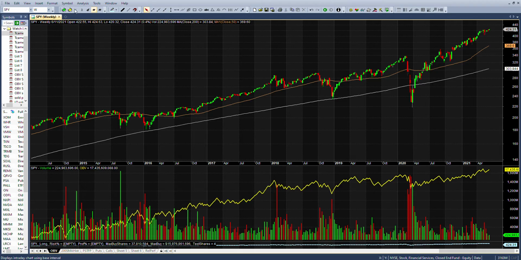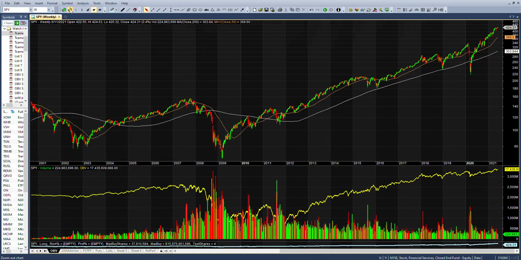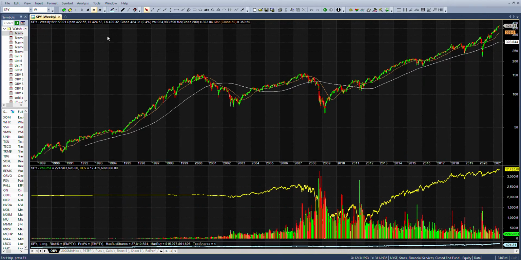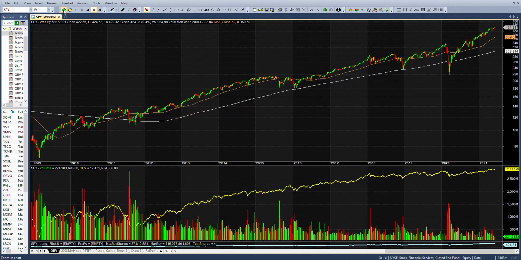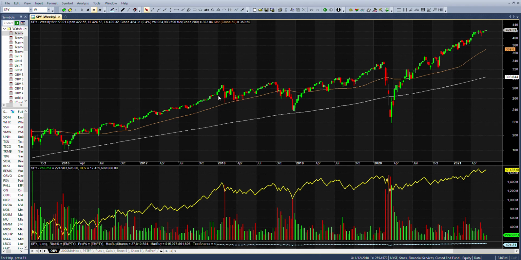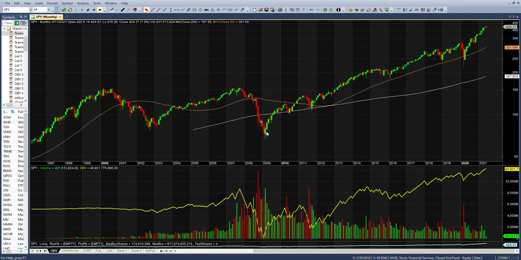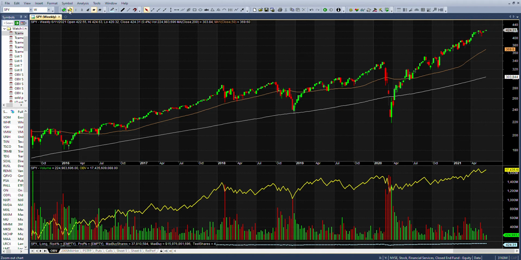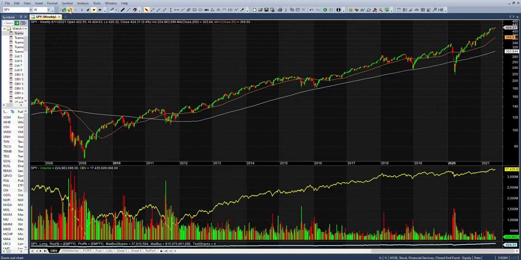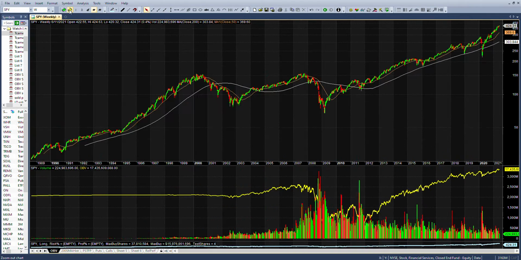So here we go. This is the same S&P 500. The only thing I've done is I switched to a weekly bar system, so each bar represents a week. Each bar will represent where it opened on Monday, the high of the week, the low of the week, and where it closed on Friday. Same thing with monthly: each bar represents the action of a month. So let's go back to weekly, and we can zoom out here.